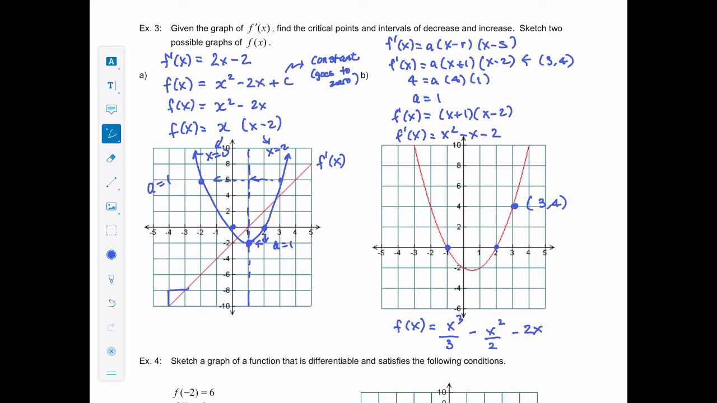Now, that's kind of tricky to graph. So I'll let you guys use Desmos to actually draw the graph. Obviously, it's going to be some kind of cubic.